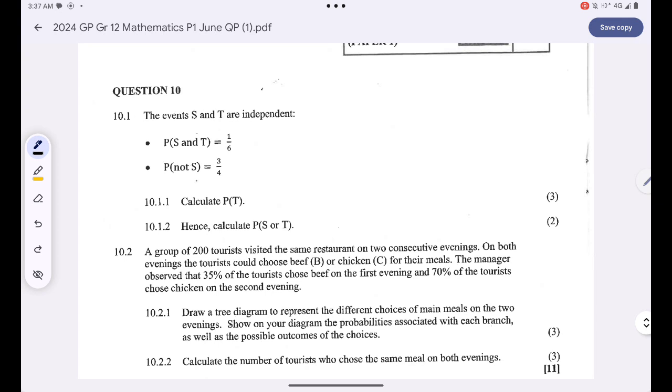I'm still doing the mathematics paper 1 examination. It's a mid-year examination from the province of Gauteng, which was written in 2024. This is the last video because the question paper had 10 questions. Please note that each and every question will have its own video.